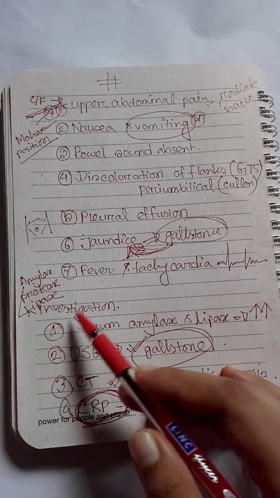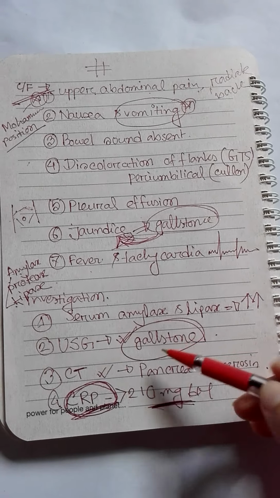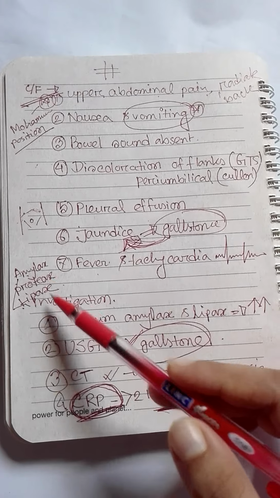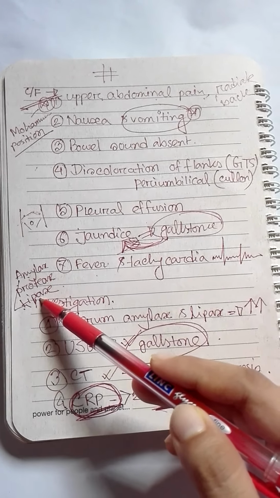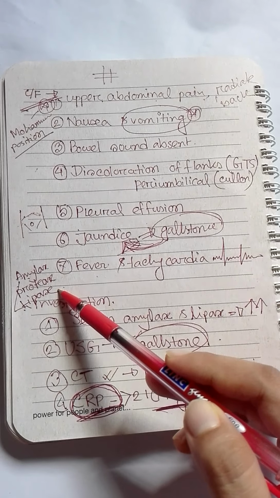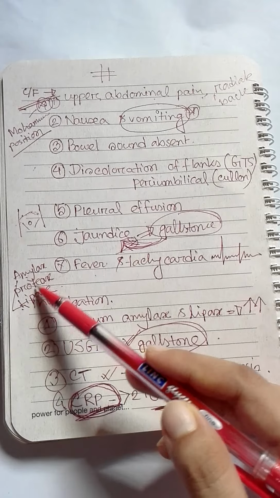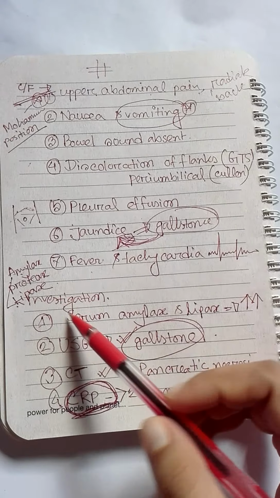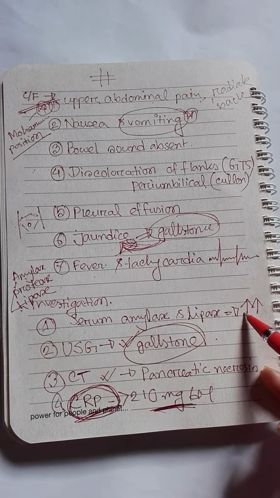Now, investigation. What should we investigate in an acute pancreatitis patient? As we know, the pancreas secretes three enzymes: amylase, protease and lipase. Lipase helps to digest fat, protease helps to digest protein, and amylase digests carbohydrate. So, in investigation, serum amylase and lipase are increased.